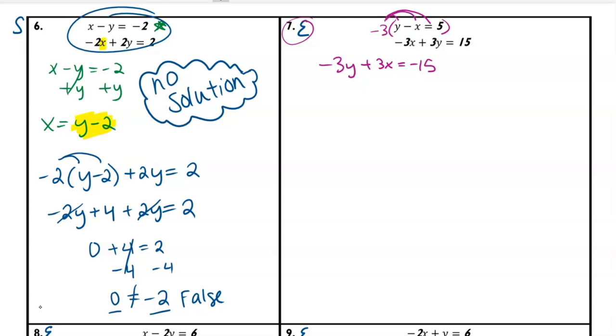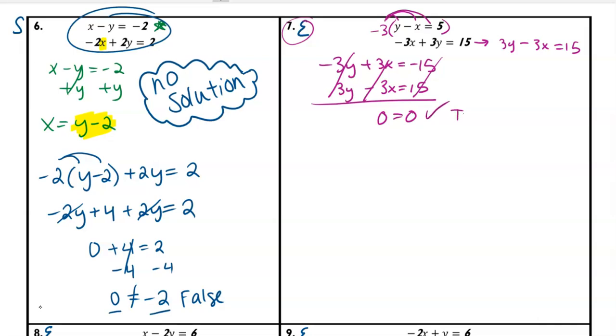And now we can combine that new equation with our bottom equation. I'm just going to rearrange this to be 3y minus 3x equals 15. That way my same variables are on top of each other, and I can easily combine them. So negative 3 plus 3, those cancel out. 3 minus 3, those cancel out. And negative 15 plus 15, those cancel out. So we're left with 0 on both sides. Does 0 equal 0? Yeah, that's a true statement. Because it is a true statement, in this case we have infinite solutions.